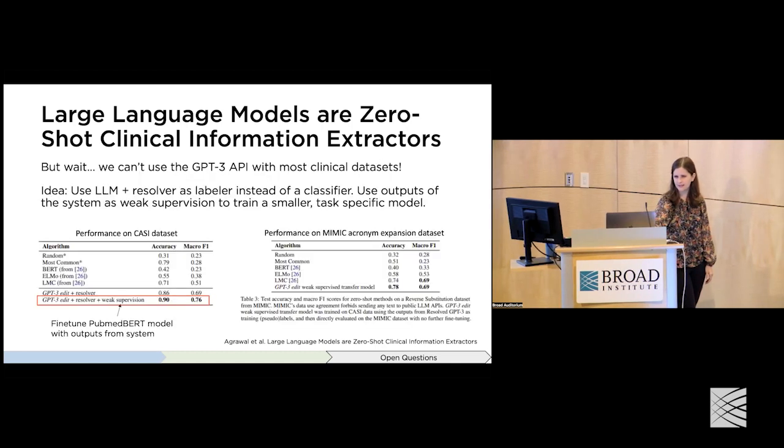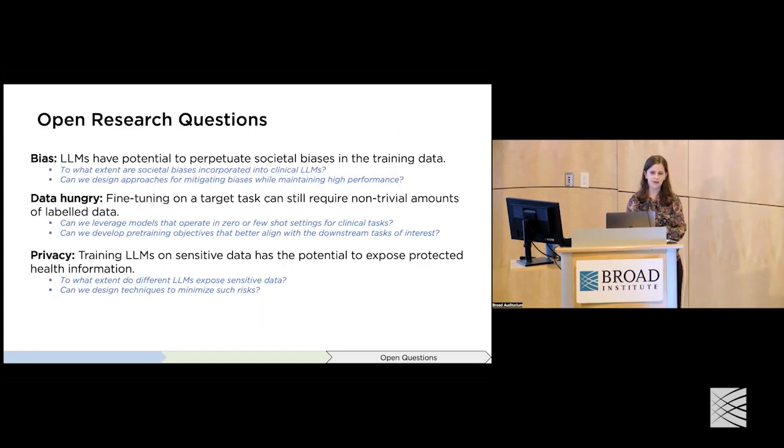All right, we'll skip. So the last topic I wanted to talk about was related to privacy. Training large language models on sensitive data has the potential to expose protected health information. So this raises the question, to what extent do different large language models expose sensitive data, and can we design techniques to minimize such risks?